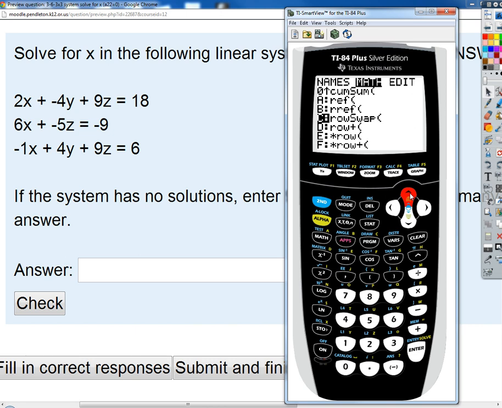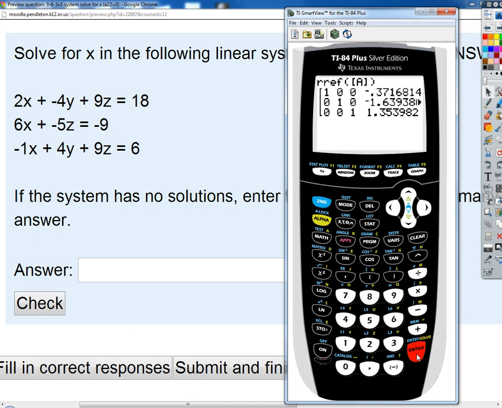RREF, not REF. That's different. It has to be RREF. Okay? So I'm going to choose that one, and it's going to open up a set of parentheses. What do you suppose I put in the parentheses? A matrix A. Yeah. So I'll just go second matrix A, close the parentheses, and hit enter, and it gives me an answer.